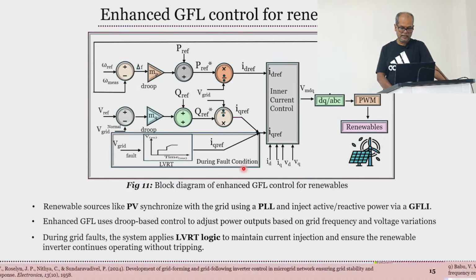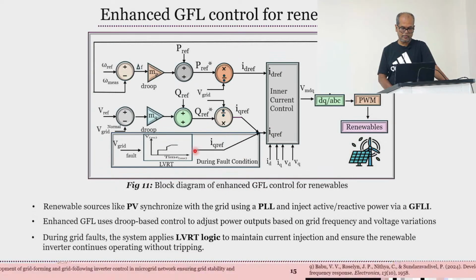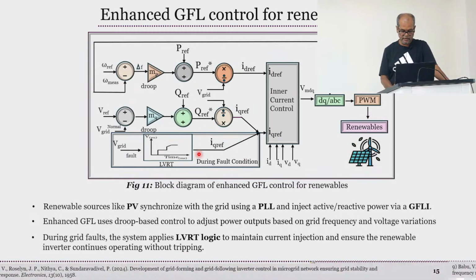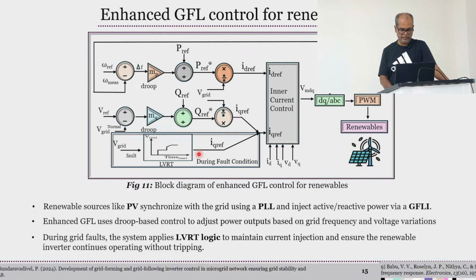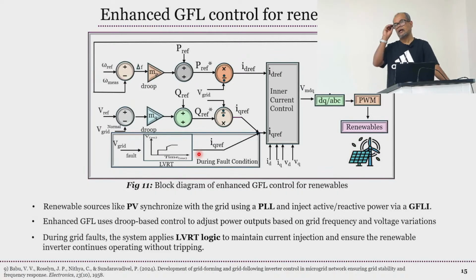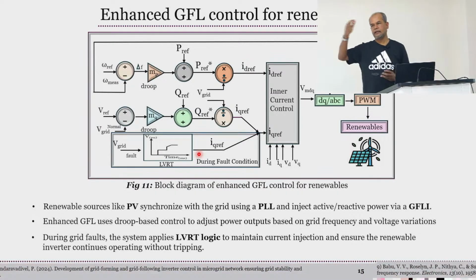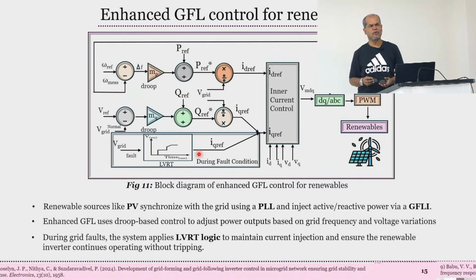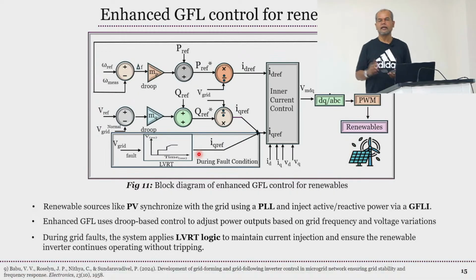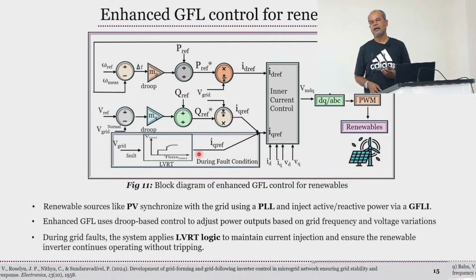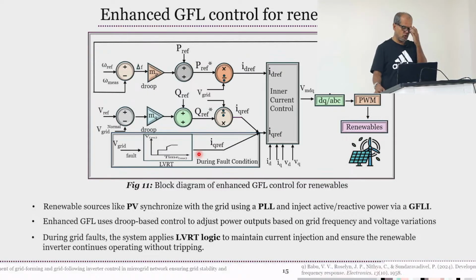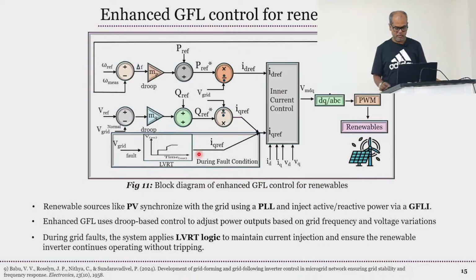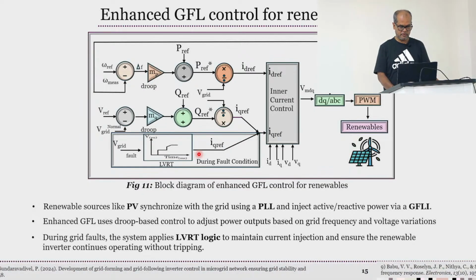So it includes that LVRT capability, and as I say, nowadays many of the grid codes demand that if an inverter is beyond a certain capacity, and I think in Australia it's more than 30, then you must have low voltage ride-through capability with your inverter.